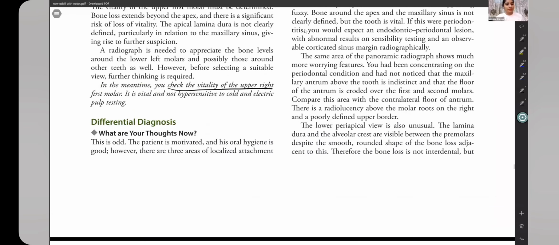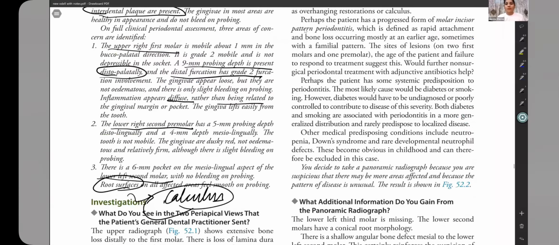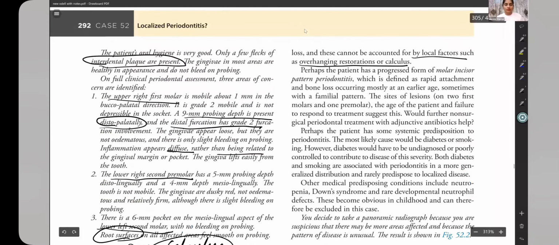Well, this is odd. The patient is motivated and his oral hygiene is good. However, there are 3 areas of localized periodontal destruction, and these cannot be accounted for by local factors such as overhanging restorations or calculus. So there is an absolute lack of any etiological factor for now.